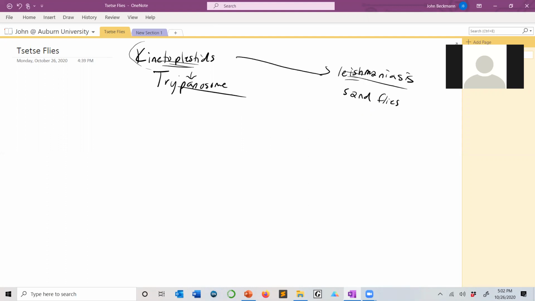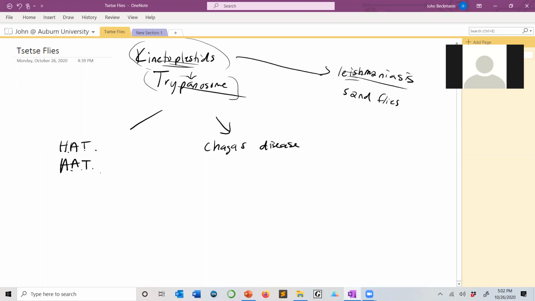Now there's other diseases caused by kinetoplastids which fall into the trypanosome family. And there's a lot of these in vector biology. So some of the ones that we'll talk about today are, and there's kind of like a bifurcation, Chagas disease. This is a disease caused by trypanosomes. And then there's also what we're calling HAT, human African trypanosomiasis. And then there's also AAT, which is animal African trypanosomiasis.